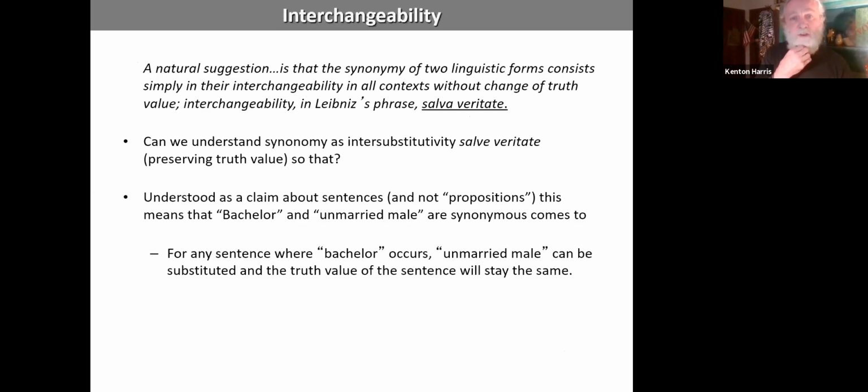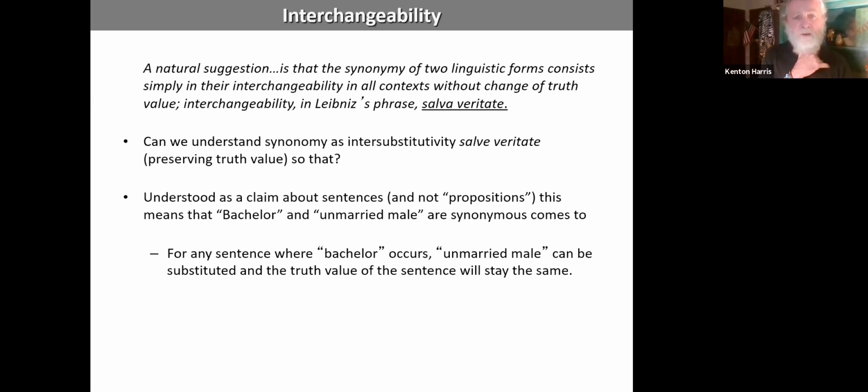A natural suggestion is that the synonymy of two linguistic forms consists simply in their being interchangeable in all contexts without change of truth value. Interchangeability, in Leibniz's phrase, salve veritate, right? Saving the truth. Can we understand synonymy as intersubstitutivity, salve veritate, preserving the truth value?